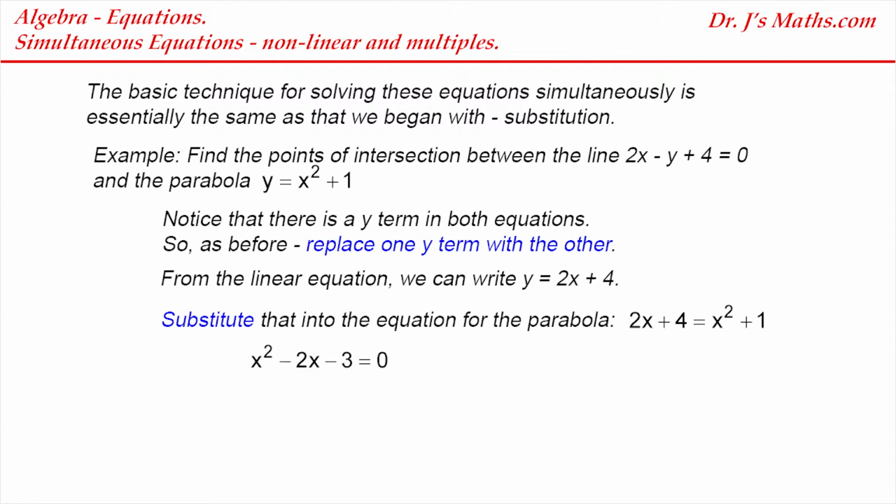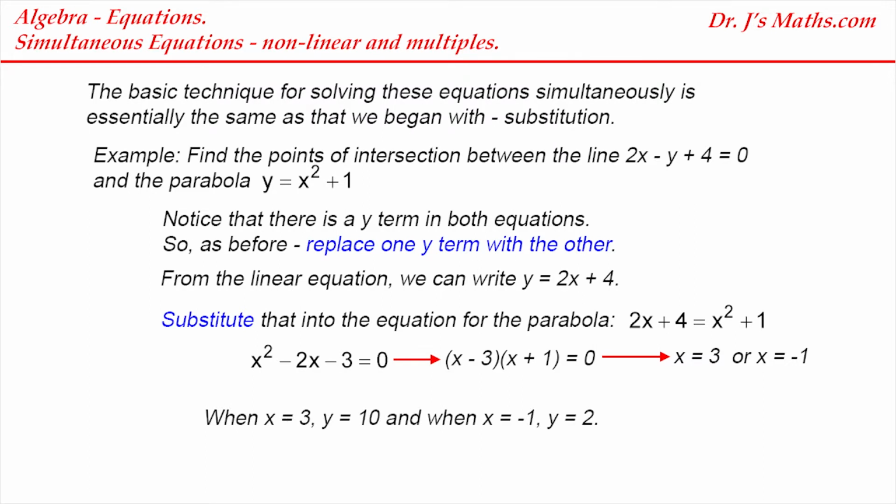Tidy up: x squared minus 2x minus 3 equals 0, which we can factorise into (x minus 3)(x plus 1) equals 0, which gives us our two x values for the points of intersection: x equals 3 and x equals minus 1. Substitute: when x equals 3, y turns out to be 10. When x is equal to minus 1, y equals 2. So the points of intersection between the line and the parabola are (3, 10) and (minus 1, 2).